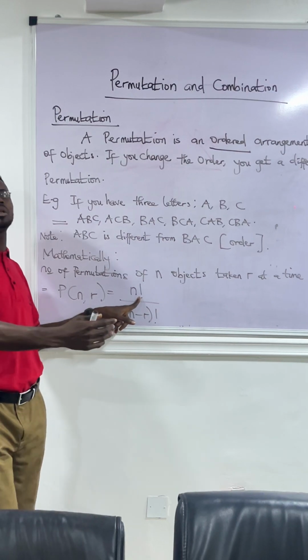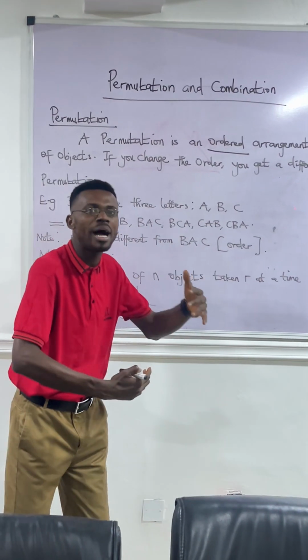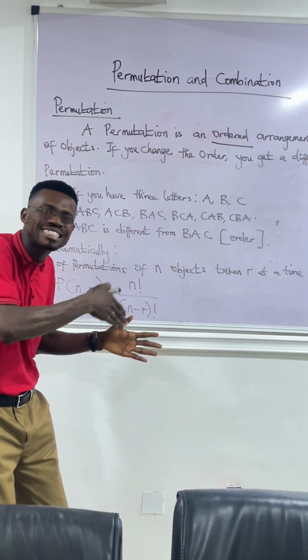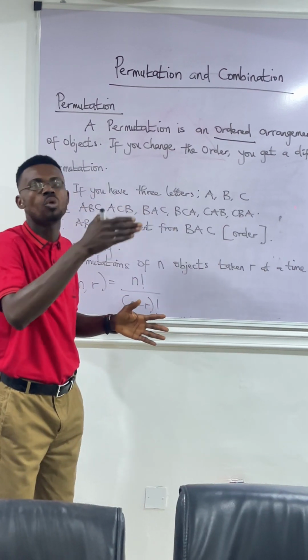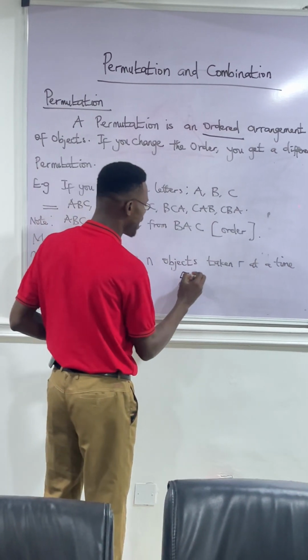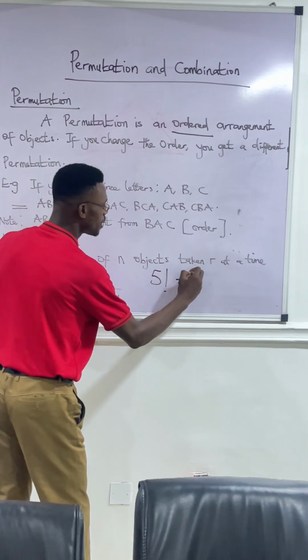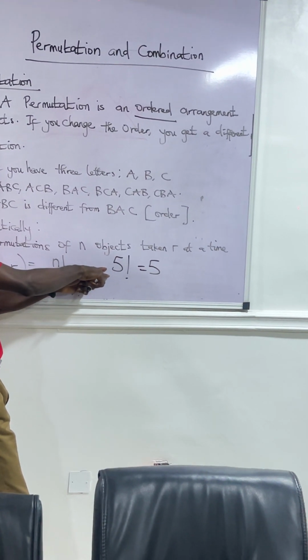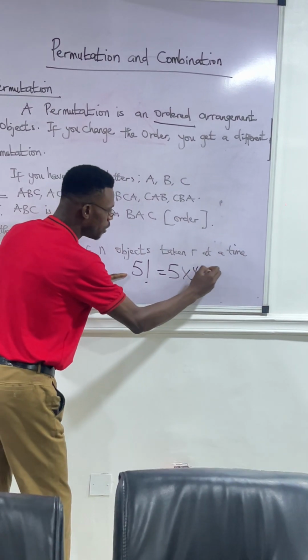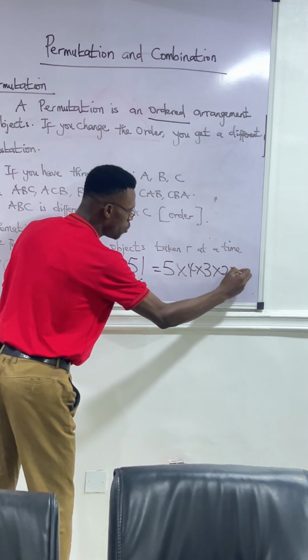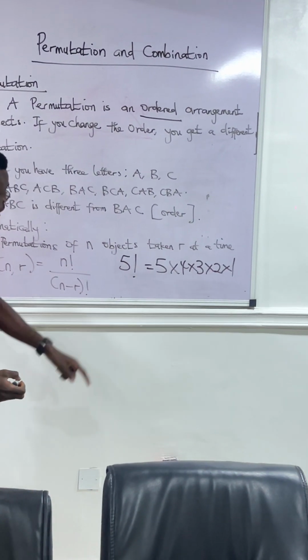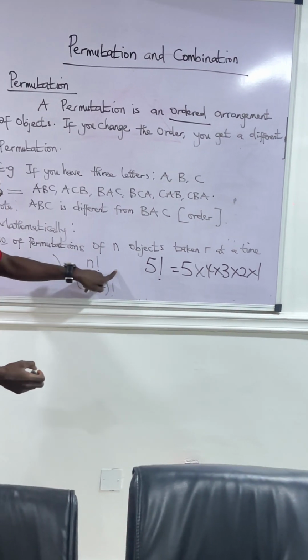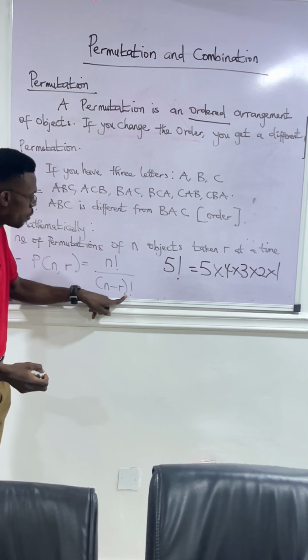The factorial of a number simply means multiplying that number by whole numbers less than that number until you get to 1. So if I have 5 factorial, for instance, it means beginning from 5, I'll be multiplying by whole numbers less than 5 until I get to 1, which is times 4, which is times 3, which is times 2, which is times 1. So that's what we call factorial. So n factorial over n minus r factorial.